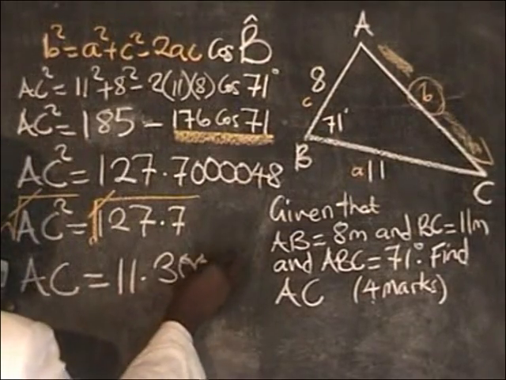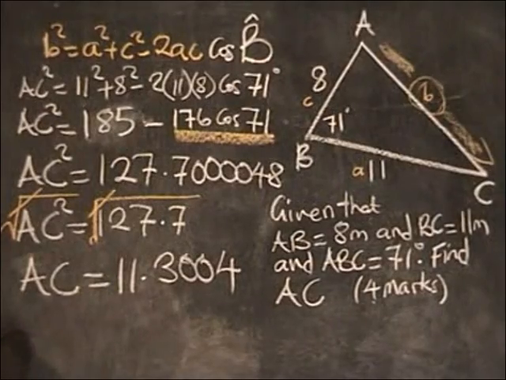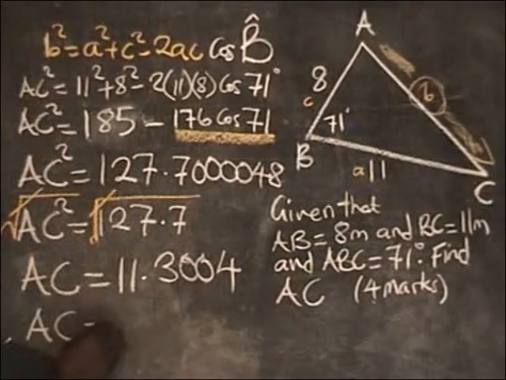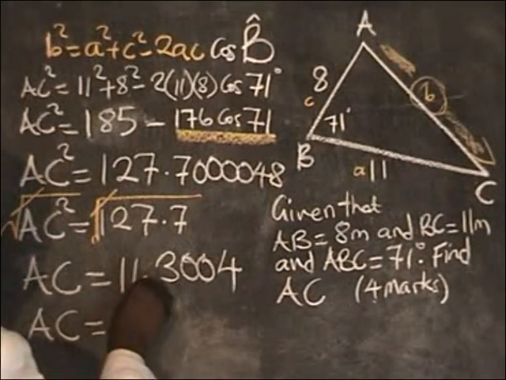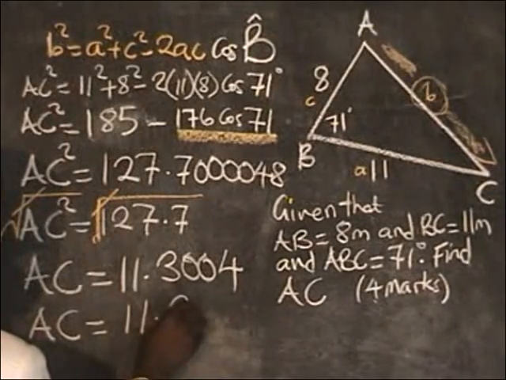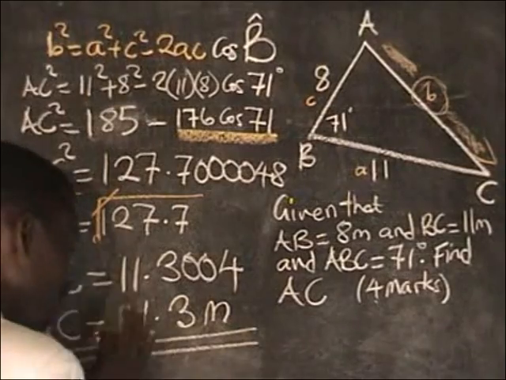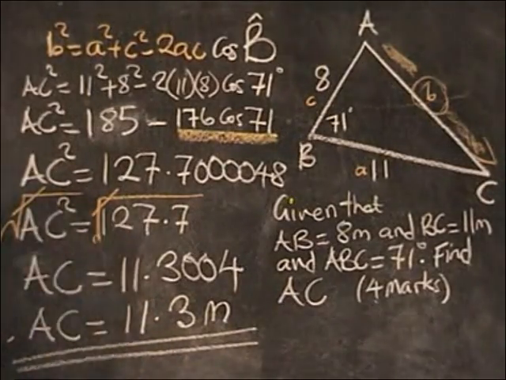So this is now 11.3000, followed by 4. These are enough. What we are trying to find is not an answer in degrees. So I leave it at three significant figures, assuming the question is in paper 2 and there's no specification. So this is 11.3, then I add the meters, just like that. This is how this question should be handled.